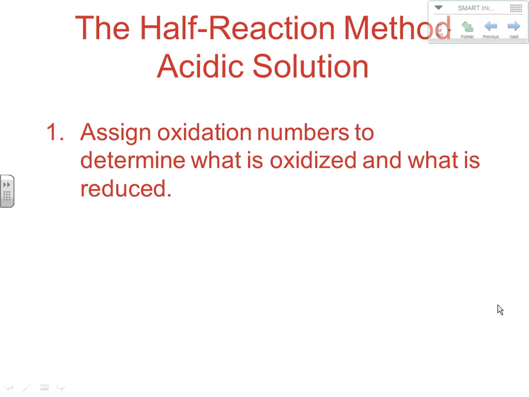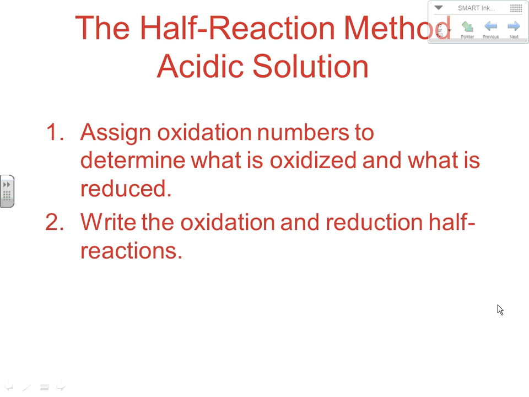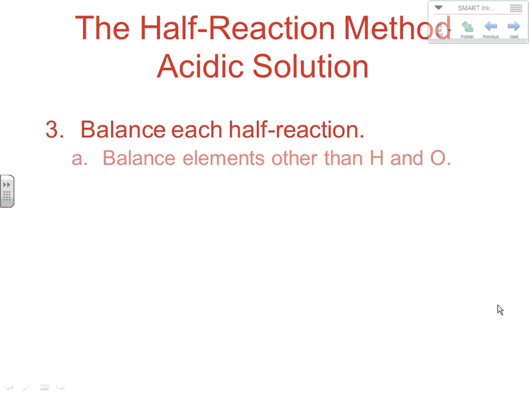Now, rules for this. One, we assign oxidation numbers to determine what's oxidized and what's reduced. How do we break into our oxidation and reduction reactions if we don't know which is which? Two, we're going to then split and write our oxidation and reduction half reactions. So we're going to take the overall reaction, assign oxidation numbers, and then use that to split it into our half reactions. Now, next comes the important thing. We're going to balance each individual half reaction.